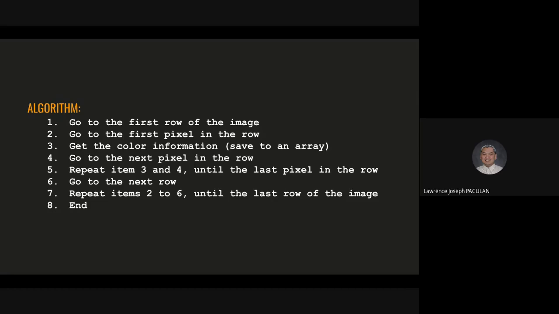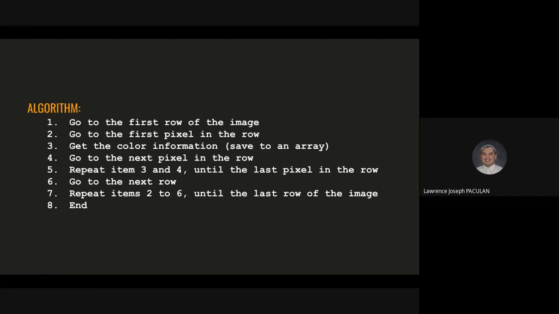Okay, so that will be the process of getting the information, saving it, going to the next, and so on and so forth. This particular algorithm will be needed as we load a particular image. Then after that, we can process and manipulate that image, we can apply filters and do some operations on it afterwards.